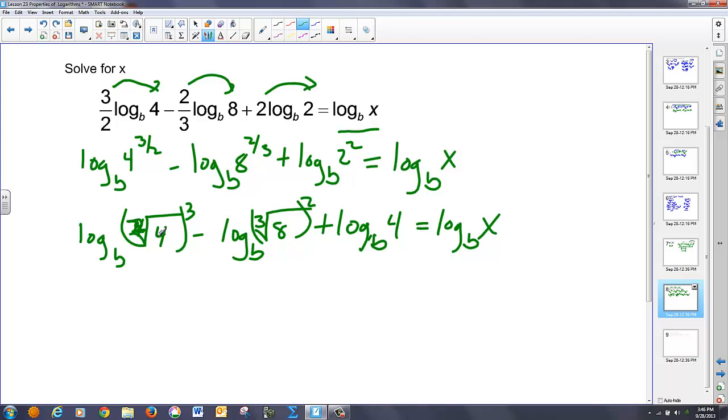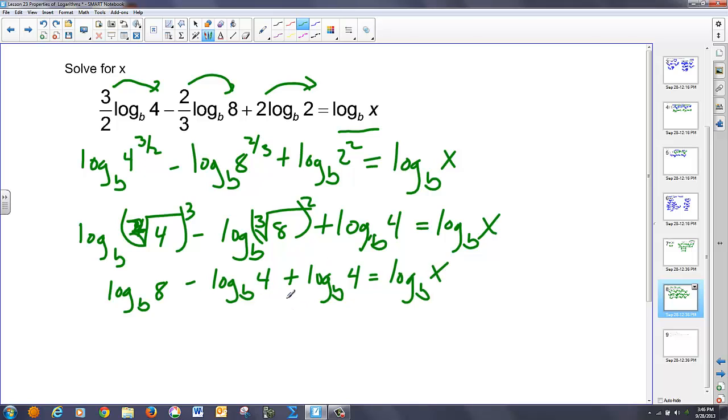Square root of 4 is 2, cubed is 8, so this is the log base b of 8, minus cube root of 8 is 2, squared is 4, log base b of 4, plus the log base b of 4 is equal to the log base b of x. Log base b of 4s are eliminated because I have a positive and a negative. This leaves me with log base b of 8 equals the log base b of x, so therefore 8 must equal x.